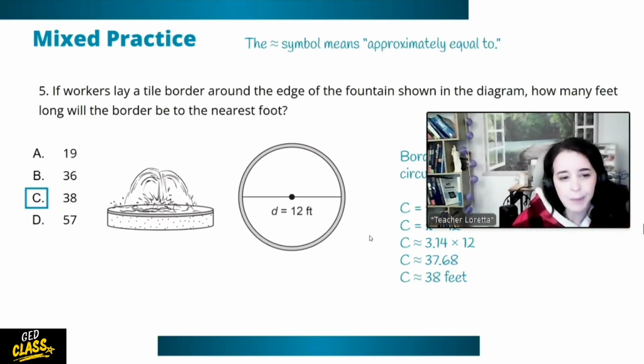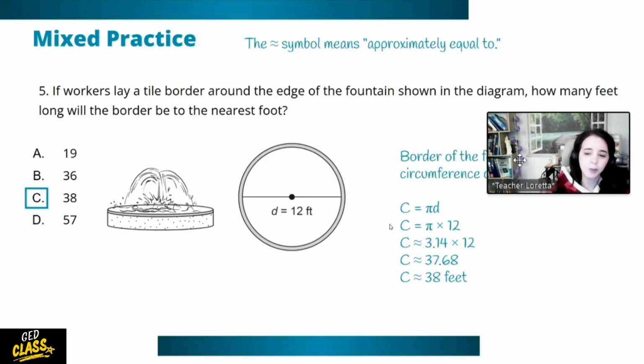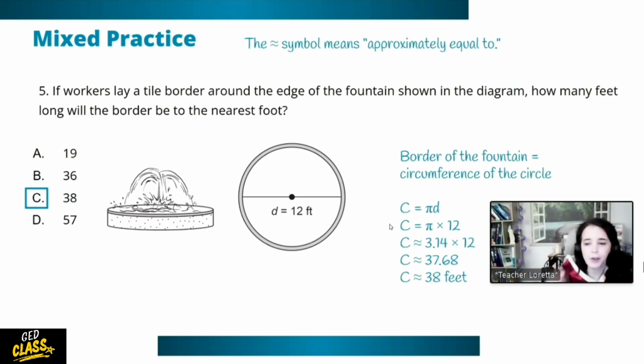I saw some people pick B. You were on the right track, but maybe you just did 12 times 3. Remember, you have to kind of round up a little bit, all right? So if you got B just because you forgot that pi isn't exactly 3, it's a little more than 3, that's normal. Just remember next time, go ahead and do it in your calculator and you'll get it. Okay, my friends?